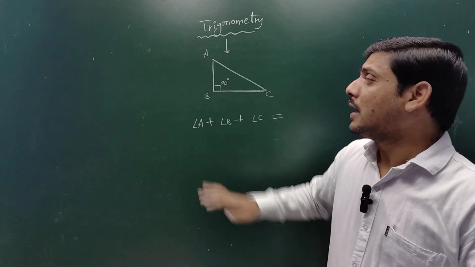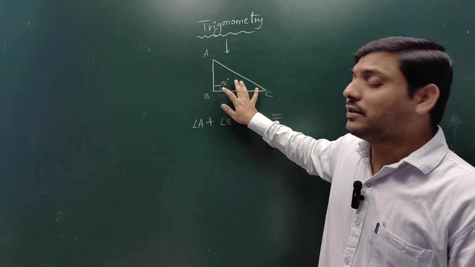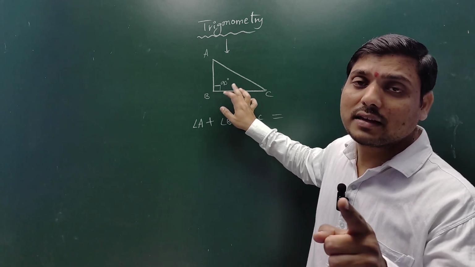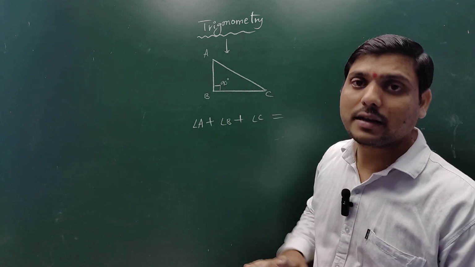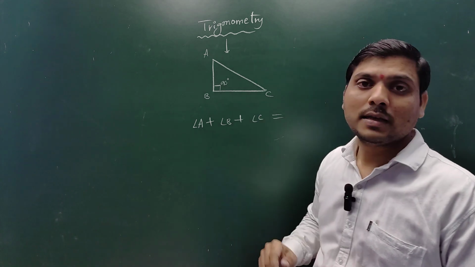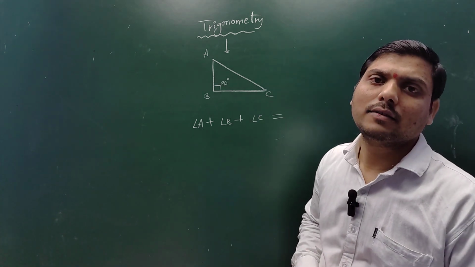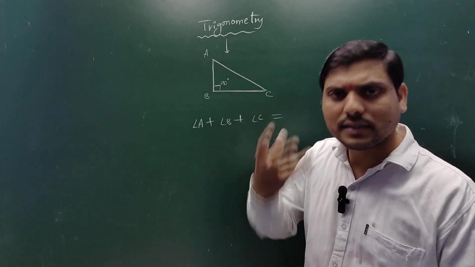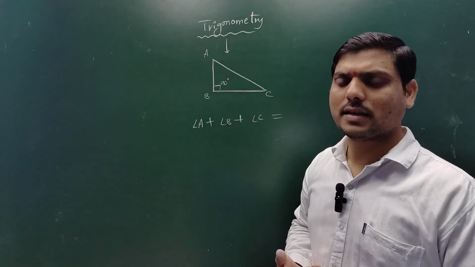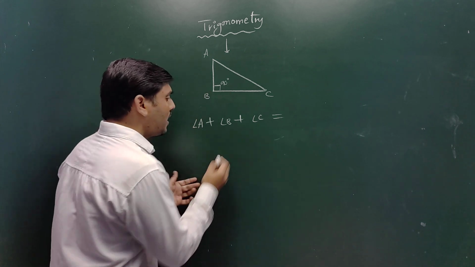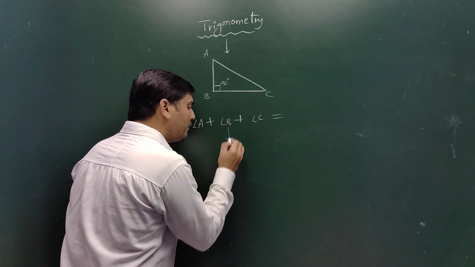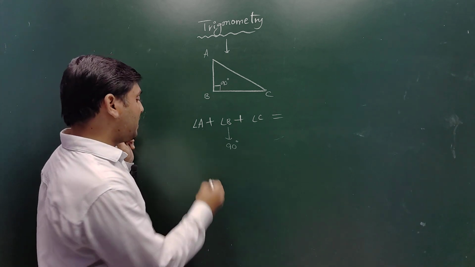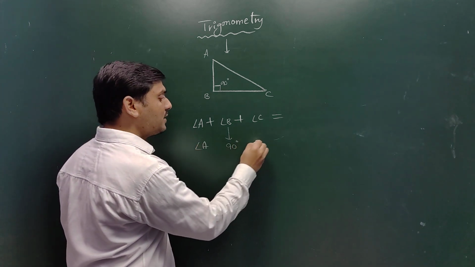Come to the point. This triangle ABC is a special triangle, a right angle triangle, because one of the angles is 90 degrees. The remaining two angles sum to 90 degrees. What do you say here? Angle A plus angle C is 90 degrees. How is it, sir? Already the angle at vertex B is 90 degrees. The remaining angles you write as it is.